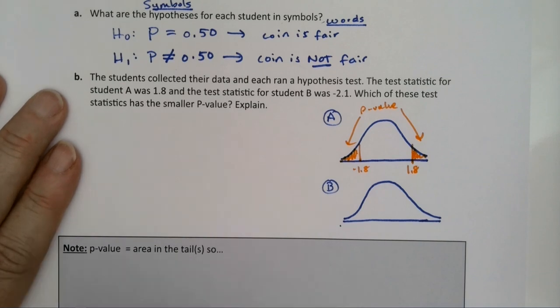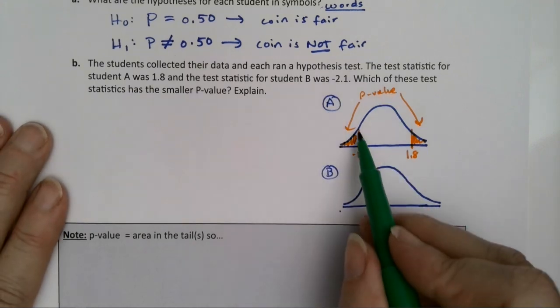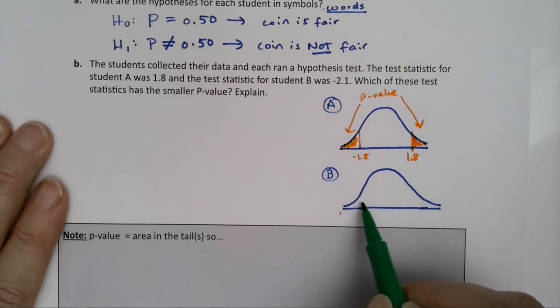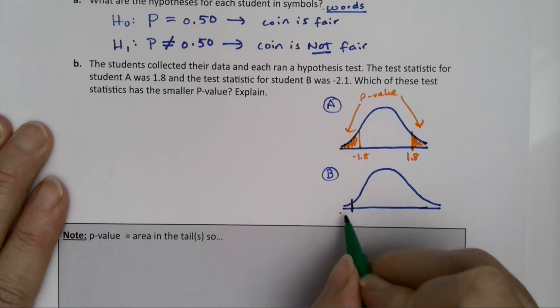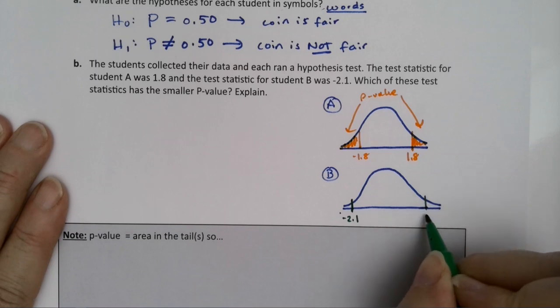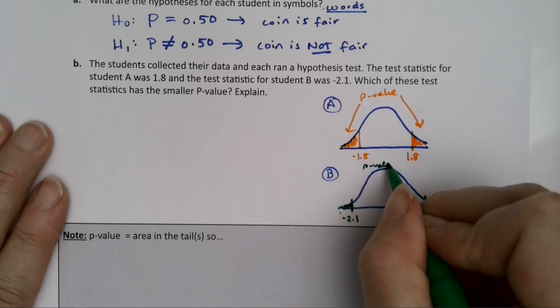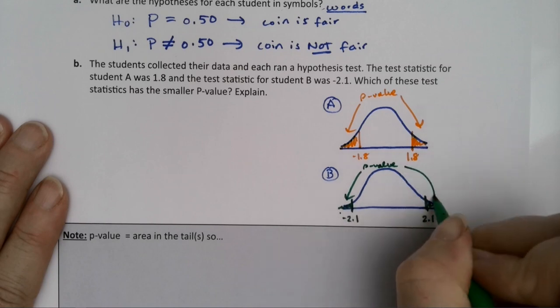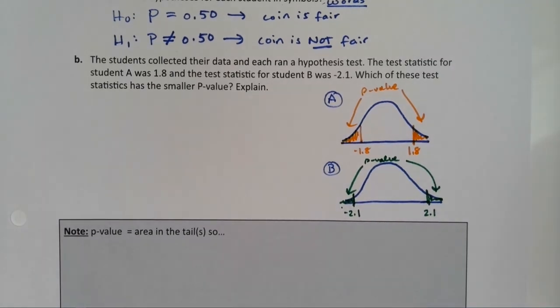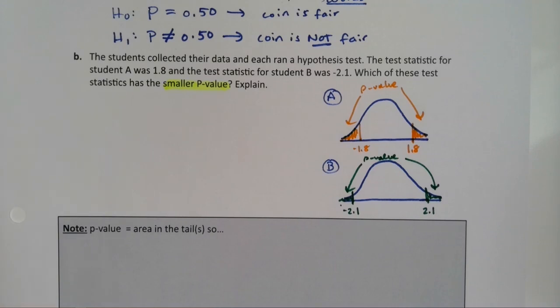Similarly, for the two-tailed test, for student B, it's negative 2.1. So if this is negative 1.8, 2.1 is a little bit further away. So this is negative 2.1, and then we have to have a companion over on the other side, positive 2.1. And then these tails right here. The p-value for student B is the area in both of those tails. So the question is, which of these tests has the smaller p-value? Which one has the smaller area shaded in the tails?